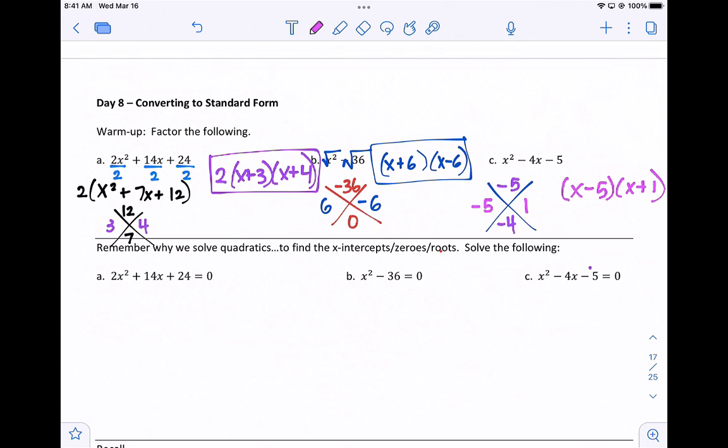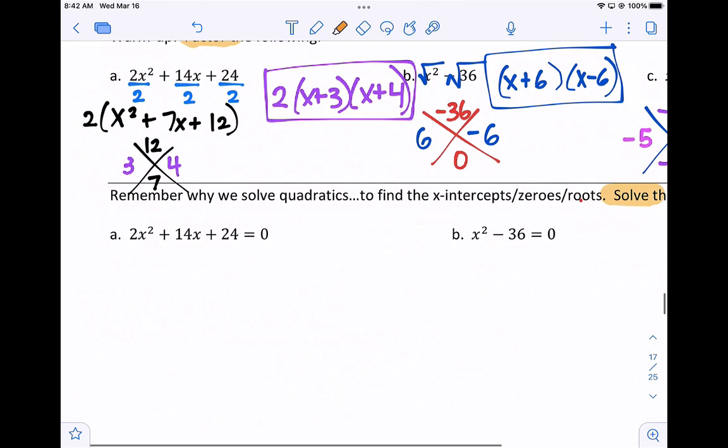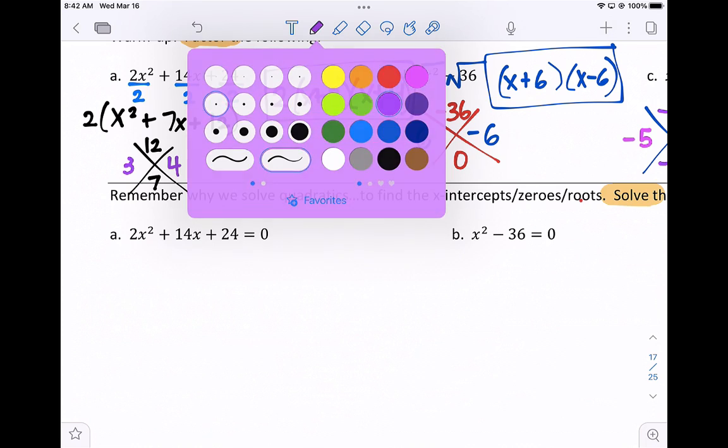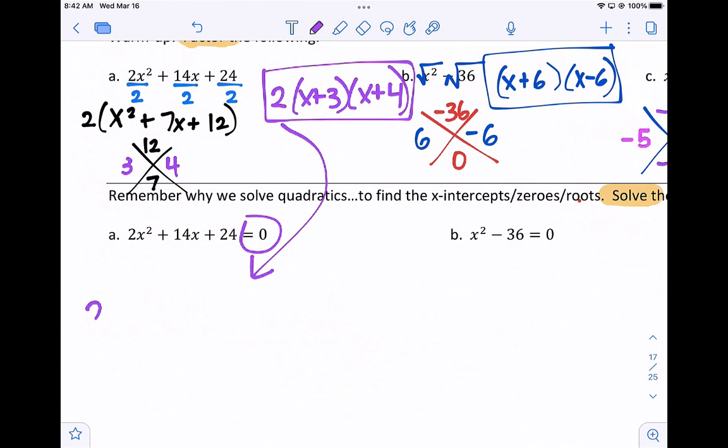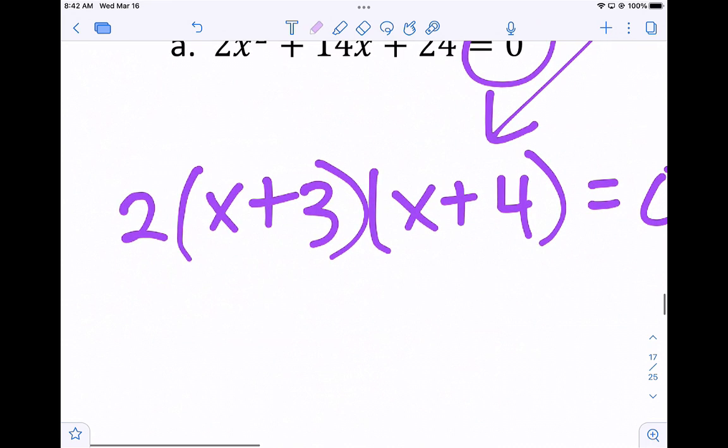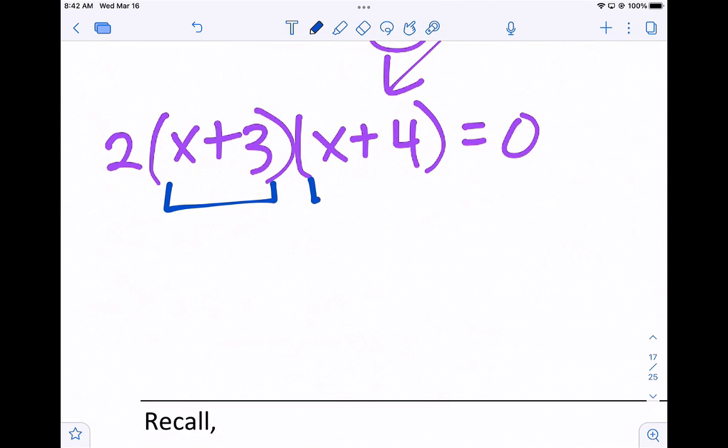Okay, remember why we solve quadratics, to find the x-intercepts, roots, and zeros. So if it says solve, okay, so the first one said factor. But if it says solve, what you do is we're going to take our answers from before, and we're going to find the x-intercepts. Notice this equals 0. We want to know what makes 2 times x plus 3 times x plus 4 equal 0. And we're going to split it up. We're going to use this thing called zero product property, which says if we can make just each one of these 0, it doesn't matter what the other factors are, because 0 times anything is 0.